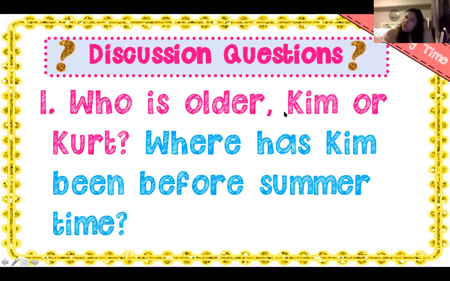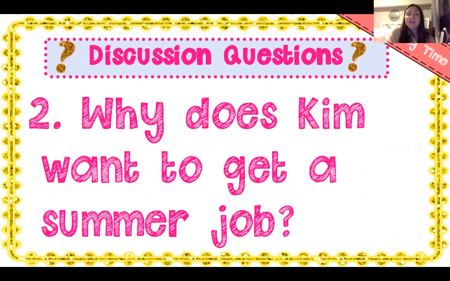Okay, who is older, Kim or Kurt? We know that Kim is older. Remember, the reader said that she is 19 and Kurt is 7. Where has Kim been before summertime? We know that Kim was in college.